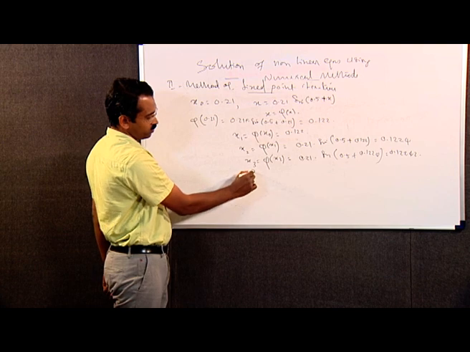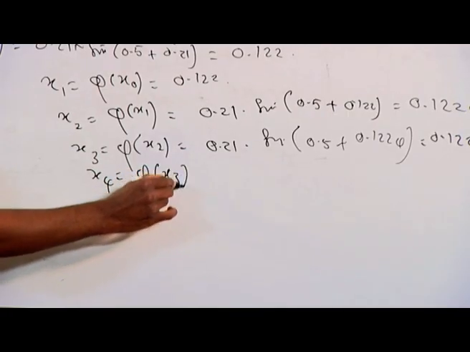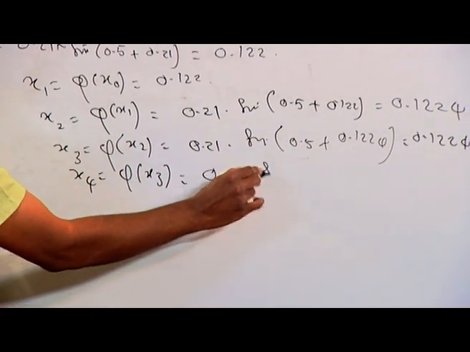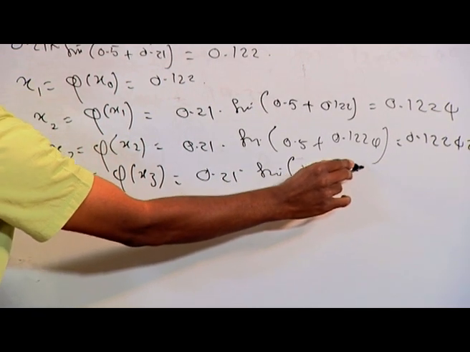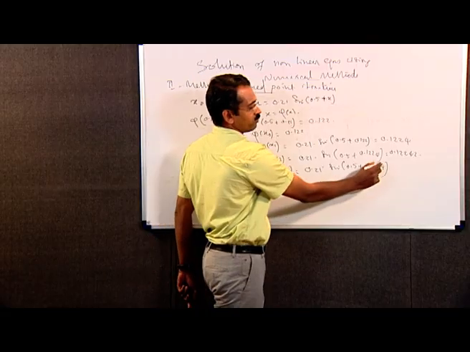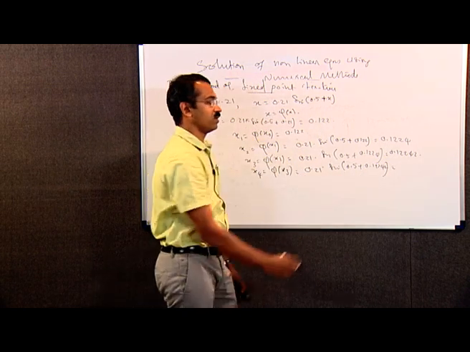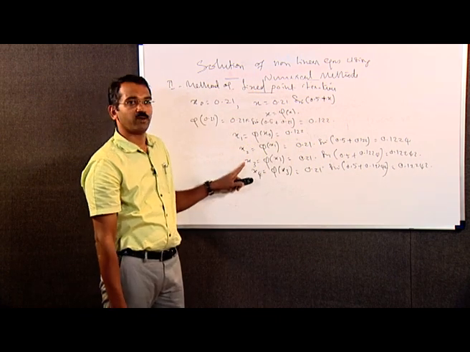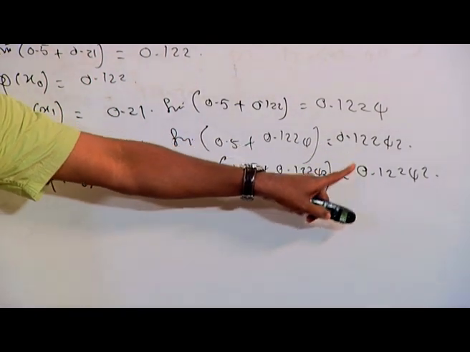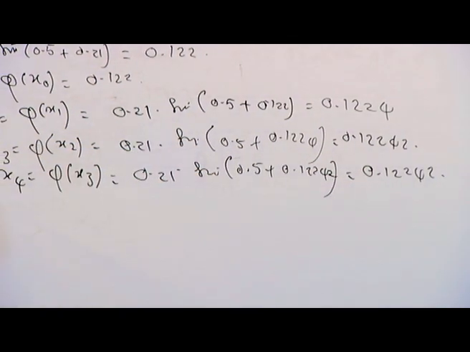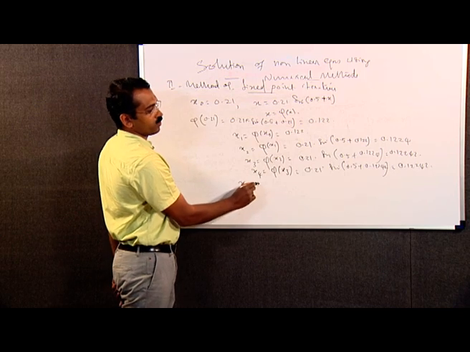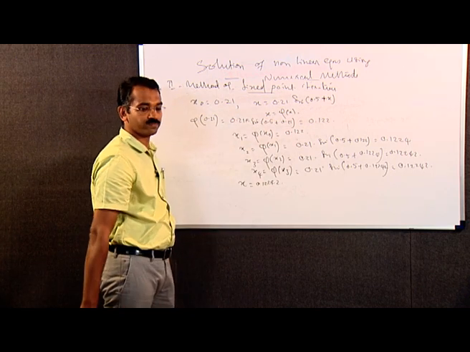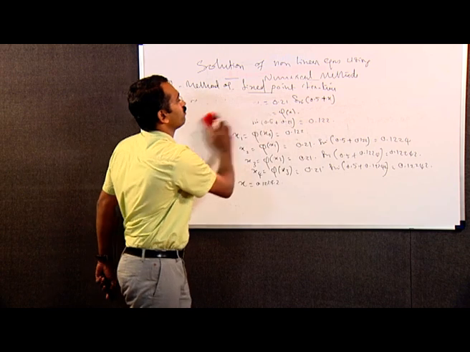Now x4 is equal to phi of x3, we will get x4 as 0.21 into sin(0.5 plus 0.12242), which is approximately equal to 0.12242. The values of x3 and x4 are approximately equal. Therefore, we can say that x equal to 0.12242 is the approximate root of this equation. This is the method of fixed point iteration.